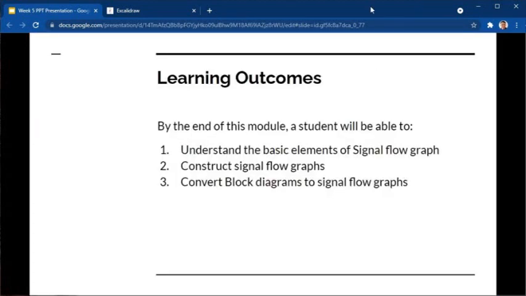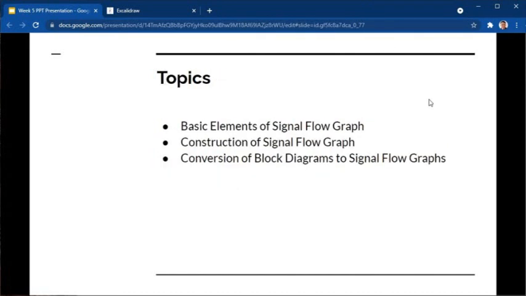For the learning outcomes of this material, by the end of this module, a student will be able to: number one, understand the basic elements of signal flow graph; number two, construct signal flow graphs; number three, convert block diagrams to signal flow graphs. For the topics, we have basic elements of signal flow graph, construction, and then conversion of block diagrams to signal flow graphs.